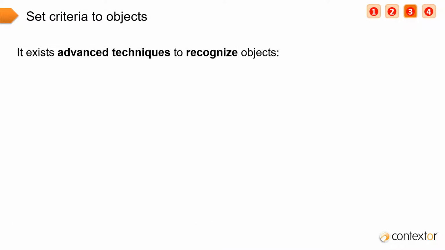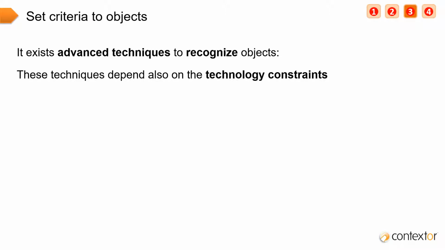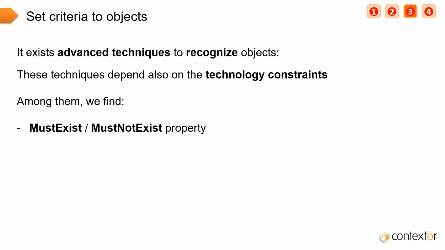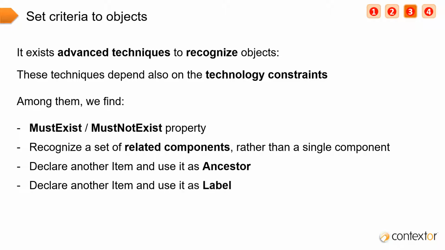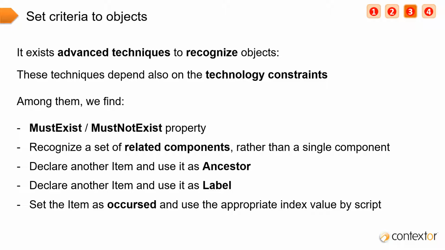There exist advanced techniques to recognize objects. These techniques depend also on the technology constraints. Among them, we find must exist, must not exist property. Recognizes a set of related components, rather than a single component. Declare another item and use it as ancestor. Declare another item and use it as label. Set the item as occurrence and use the appropriate index value by script. We'll see all of this in next videos.